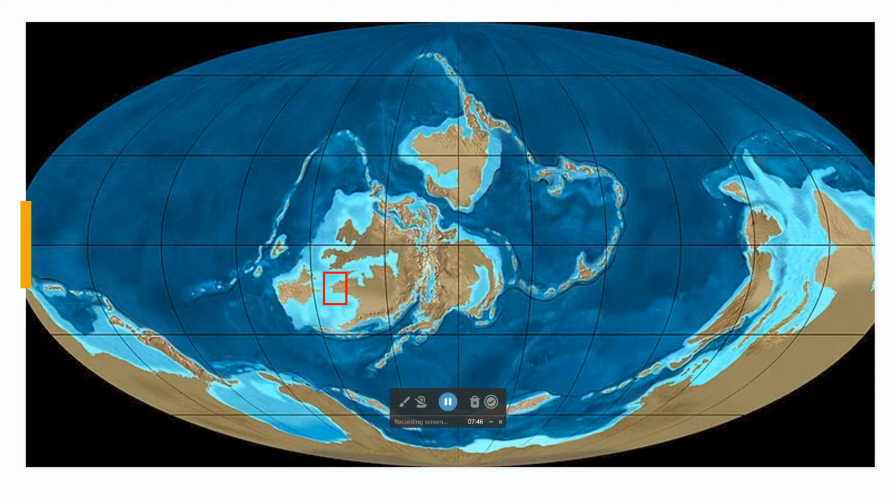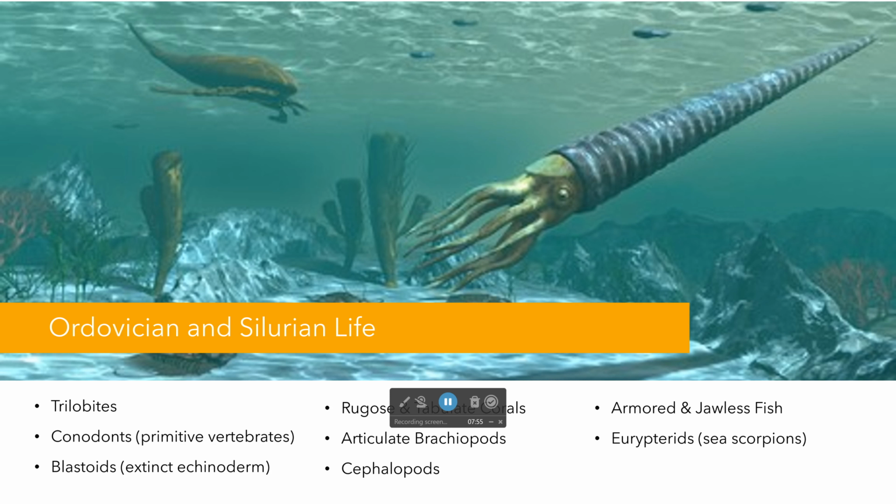And once again, here's a global perspective of how our sea level is relating to others in different parts of the world. Now at this time in these oceans, because they were developing so rapidly and we had so much space, there was a lot of life. So this is a diorama showing a typical scene in the Ordovician and Silurian life.